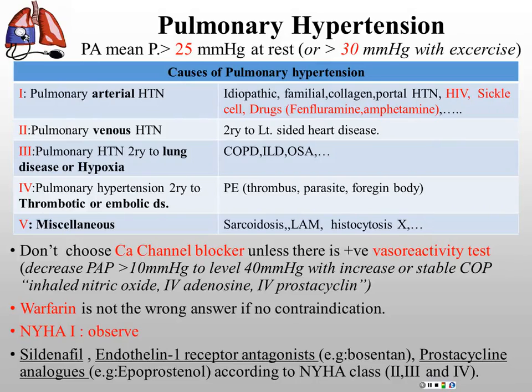Type 3 is the disease we see secondary to hypoxemia or primary lung disease. So patients with advanced severe COPD, advanced fibrosis, or severe sleep apnea may have pulmonary hypertension secondary to the hypoxemia. We know the effect of hypoxemia on the pulmonary vasculature, causing vasoconstriction, and this can cause elevation of the pressure. Type 4 is secondary to thromboembolic disease.